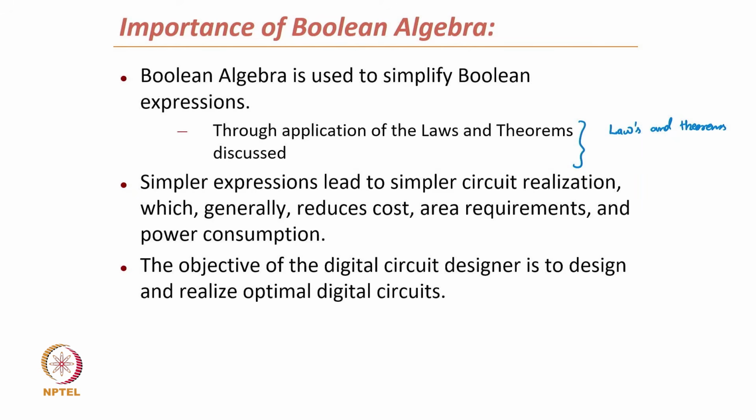Whenever we optimize the expression, we make it simpler. This leads to simpler circuit realization as we just discussed. Earlier we had two 4 input gates and then one OR gate. Instead, if we simplify, we just need a simple 3 input AND gate, which is implementing exactly the same function. So, simpler expressions lead to simpler circuit realization, which generally reduces cost.